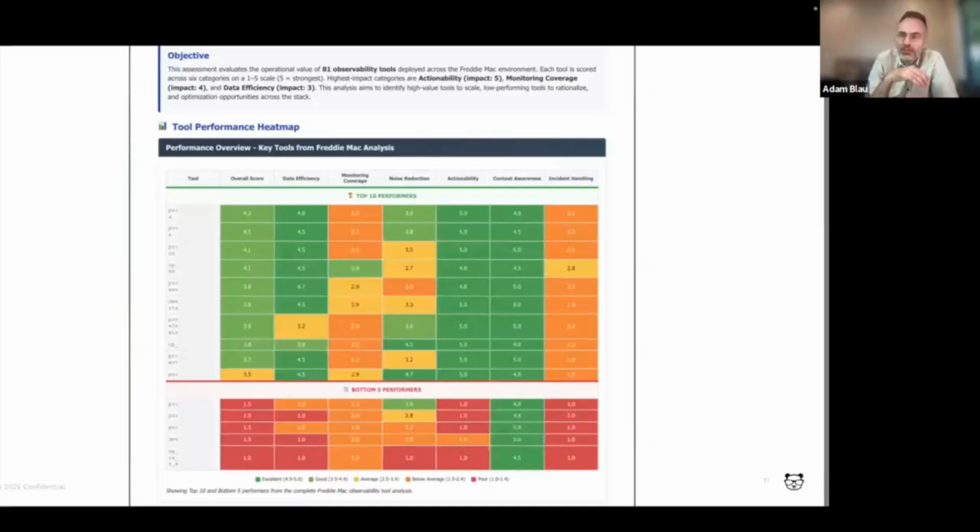I'll just mention for the viewers in this webinar, we've hidden some of the names of the individual tools. In your report, you would have detailed information, but because it's public information, we just want to make sure we're hiding sensitive context here.